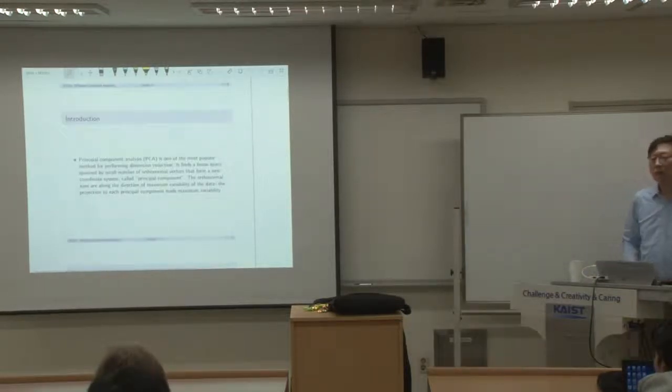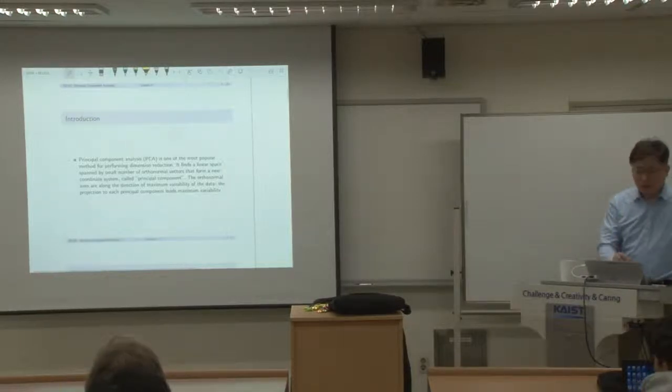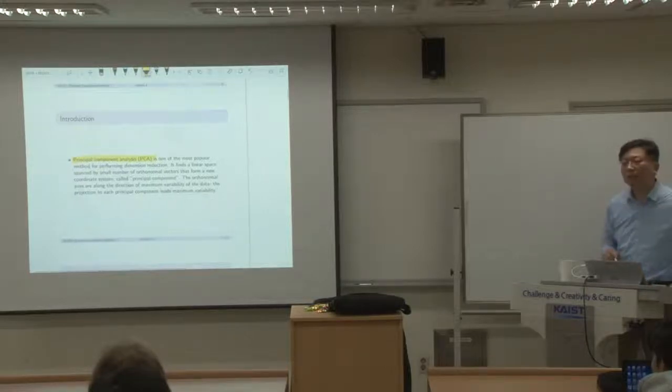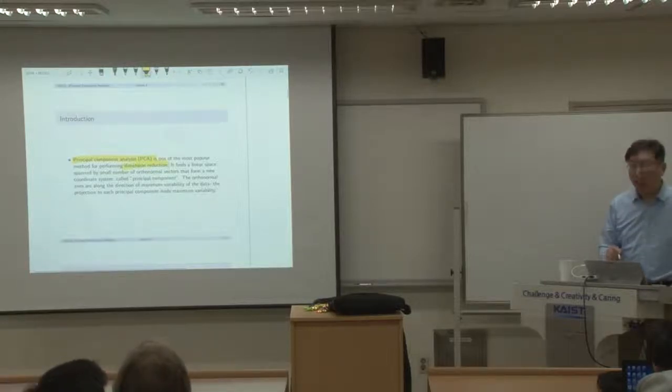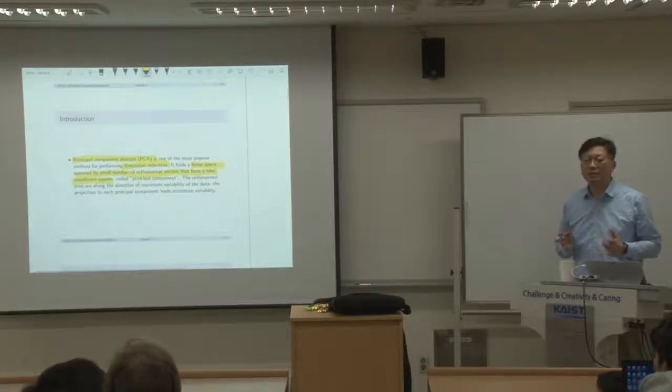So it's unsupervised learning, and the technique that I want to discuss is principal component analysis. Okay, a method for performing dimension reduction. Okay? And it finds a linear space spanned by a small number of orthogonal vectors in a new coordinate system. It's a linear transformation of the data that you have.